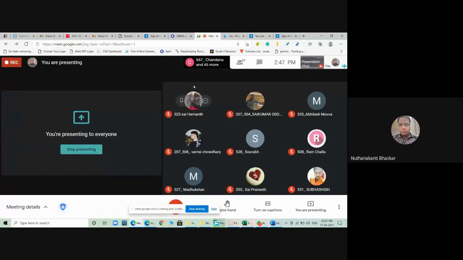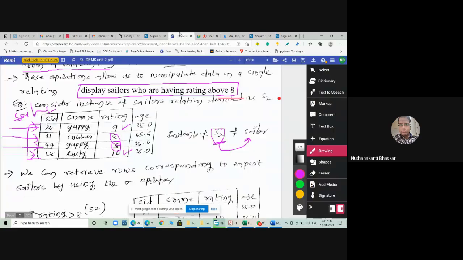Selection operation. Yes, I am using the selection operation. What is the selection operation symbol? Sigma or pi? Sigma. Yeah, sigma I have written. Sigma is going to select the records. But what records do I want? All the records from the sailors, or only particular records from the sailors?